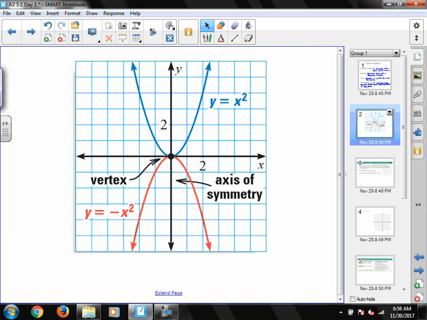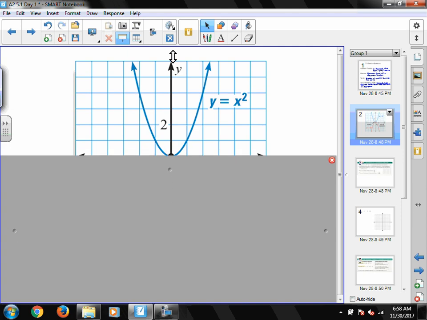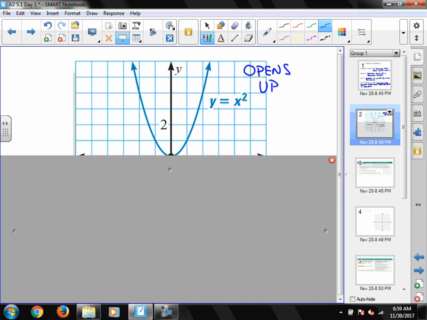So, here's an example of some parabolas here. Different colors are different parabolas. Let's just talk about this parabola right here. Here's y equals x squared. This is one parabola. As you can see, it's U-shaped. This is what we say opens up. So it's a smile, because if you have a smiley face, it opens up. Hooray.